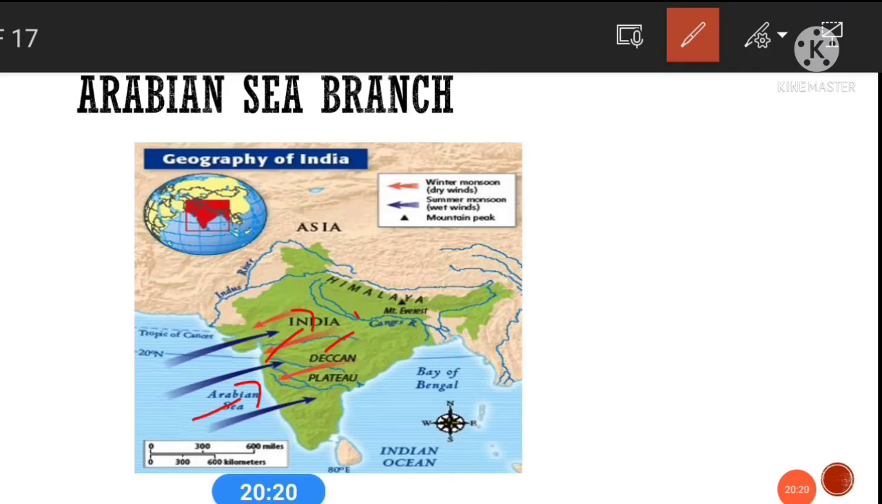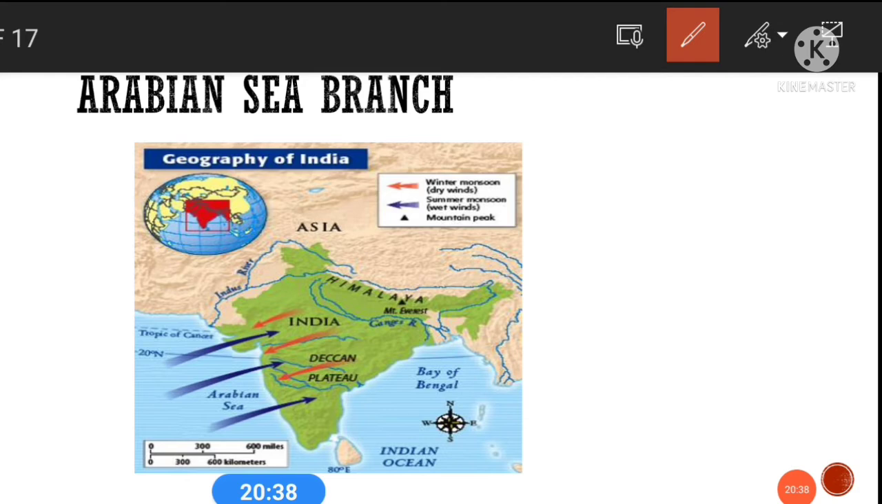The eastern slope of the Western Ghat and the Deccan Plateau, which lie in the rain shadow region, get less rainfall. So there is the Western Ghat here, and the eastern side of the Western Ghat remains dry due to its presence.